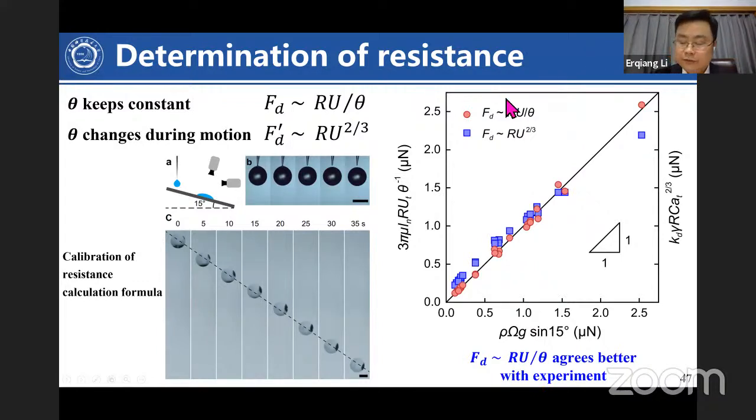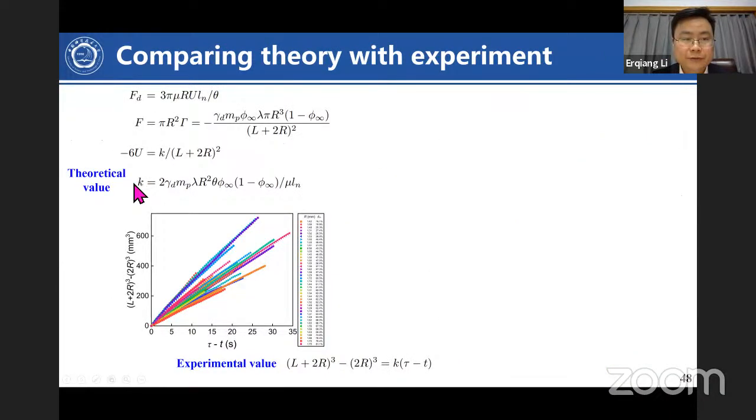Now we know the driving force, we know the resistance force. We can compare with our theoretical value. That means the theoretical key, because you know the resistance force, you know the driving force, you know the kinematic relationship.